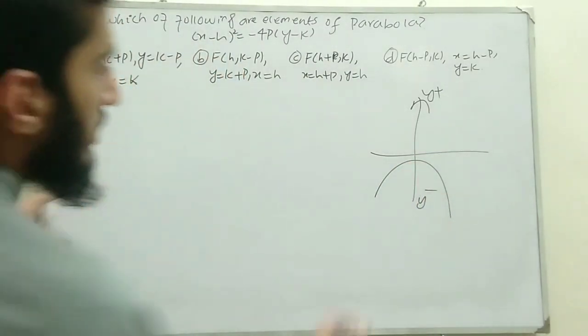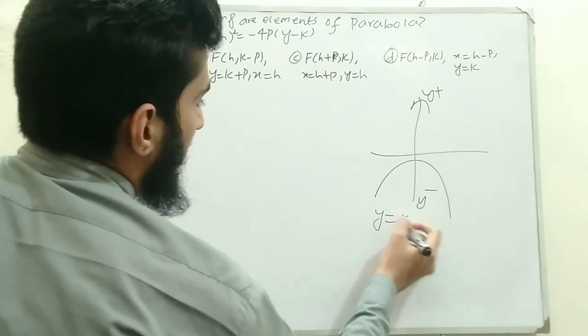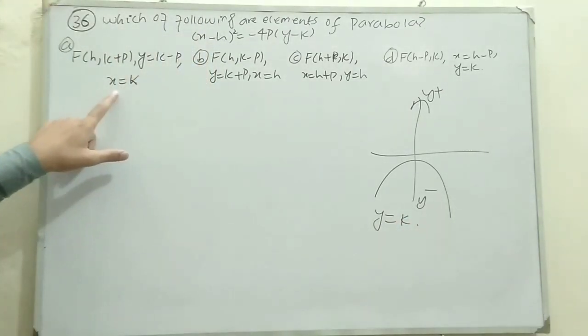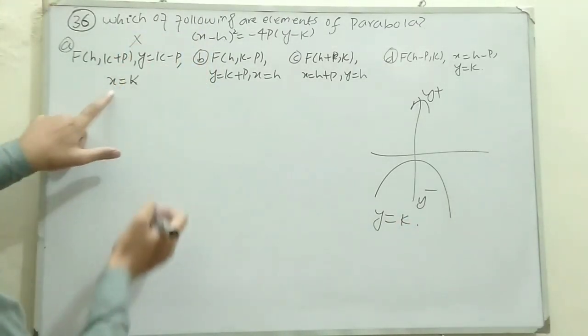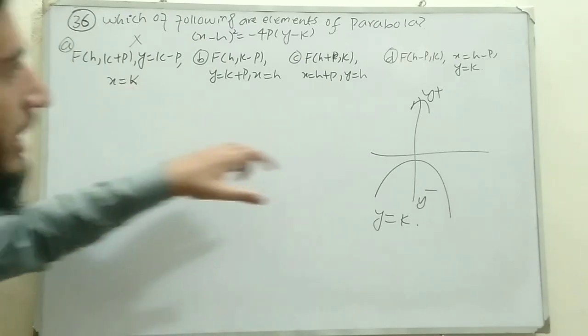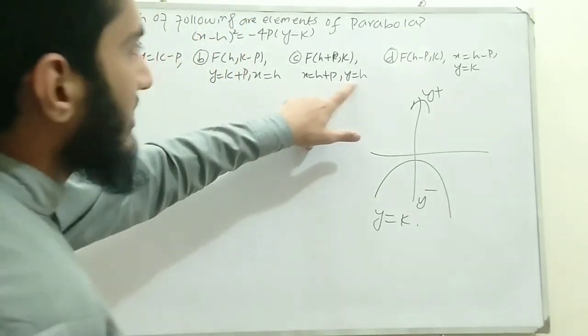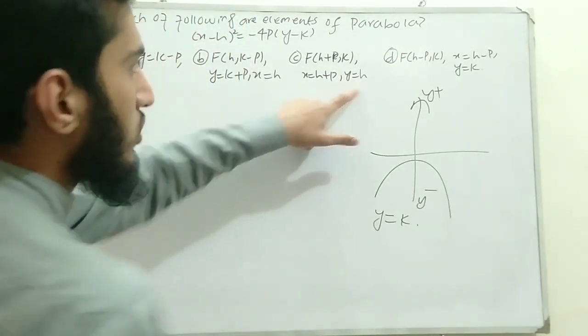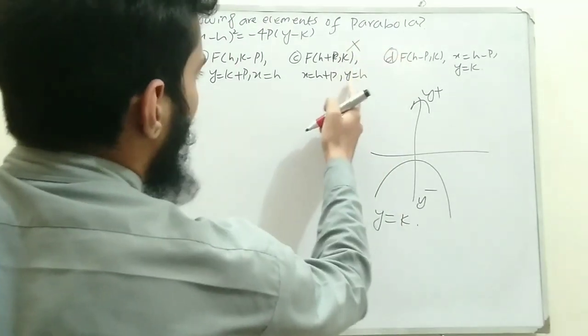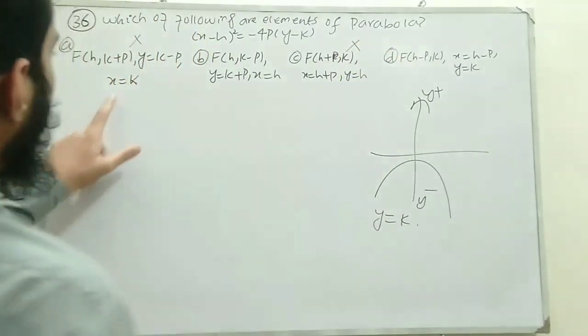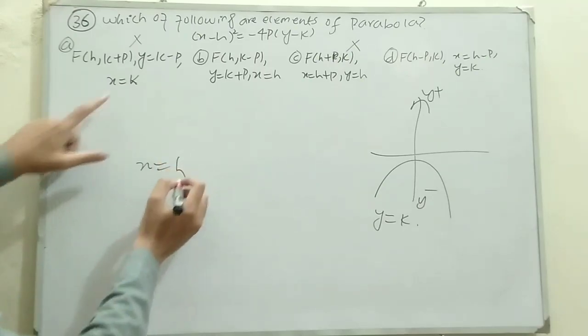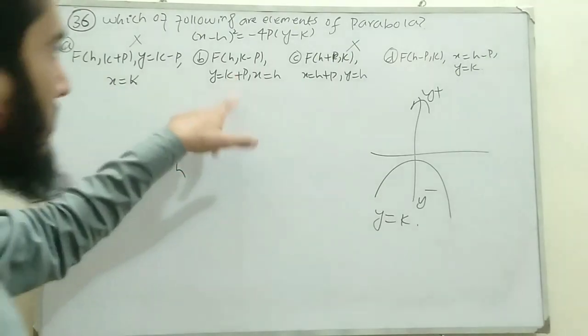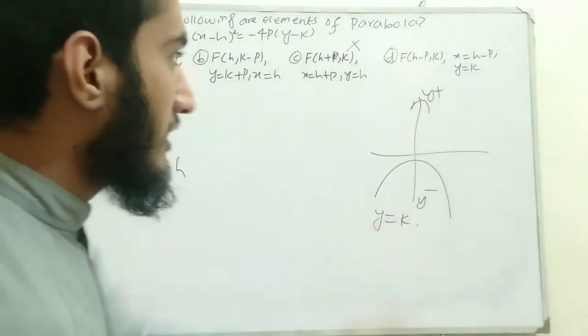So it means that our y will be k. Our y will be k. Here we have x is equal to k, so this is the wrong option. Along the x-axis we have h, not k. Here along the y-axis we have k, not h, so it is also the wrong option. Along the y-axis we have k, so this is wrong. Along the x-axis we have h, not k, so this is also the wrong option. We have either B as the right option, or D.